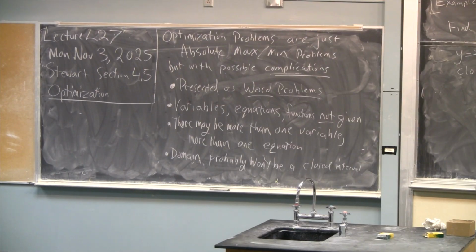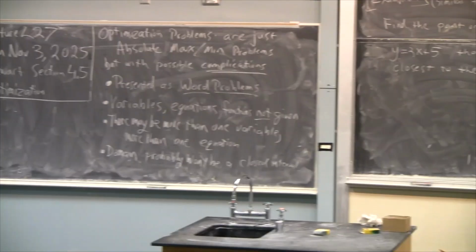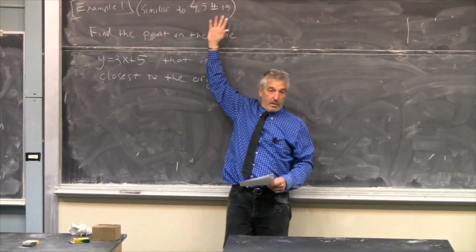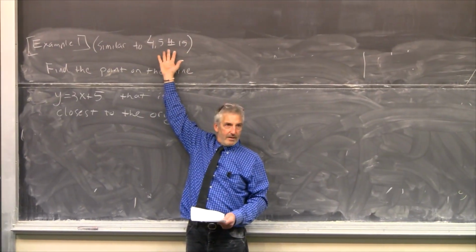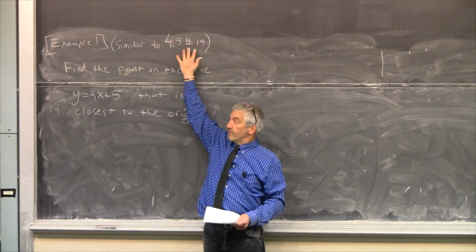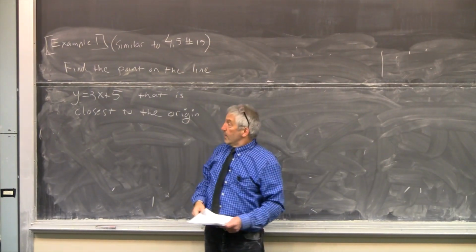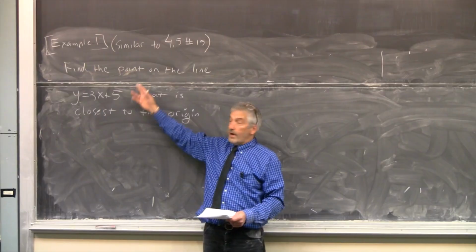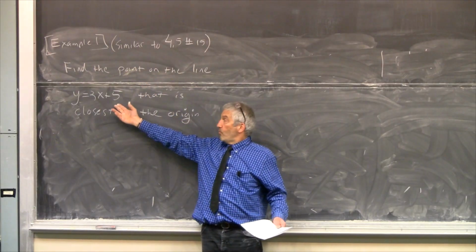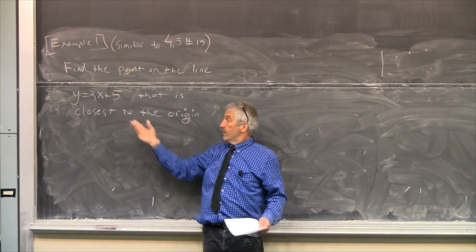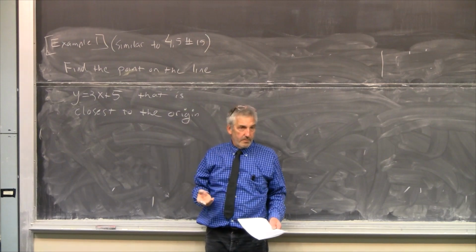All right, the first example is, well, when I say similar to something in my lectures, the idea is that that's a homework problem. So this is similar to one of your homework problems. And the goal is to find the point on this line, y equals 3x plus 5, that's closest to the origin.